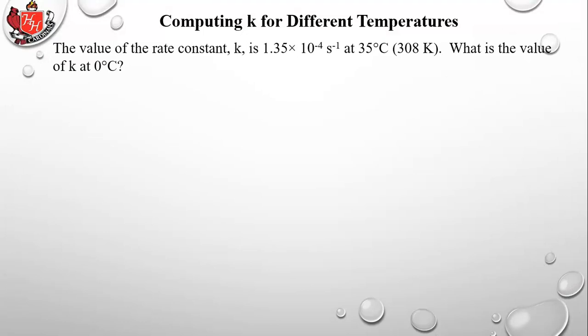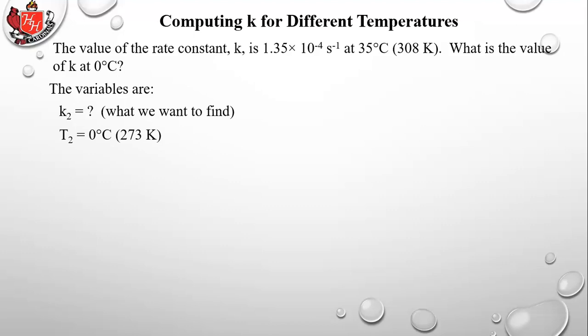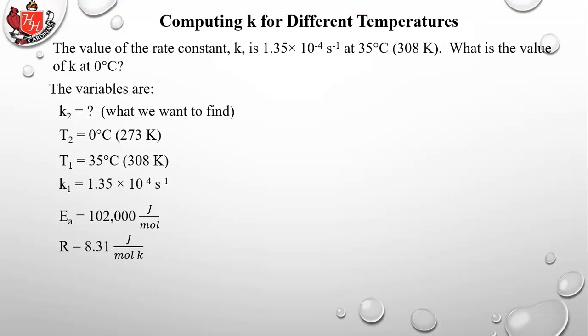So there we have the variables that we were given on the previous slide. K2 is what we're looking for, the second rate constant. T2 is the new temperature, 0 degrees centigrade, 273 Kelvin. T1 is the original temperature, 35 degrees centigrade, 308 Kelvin. And the rate constant at that temperature is 1.35 times 10 to the negative fourth. The activation energy is 102,000 joules per mole. The R is 8.31 joules per mole Kelvin.